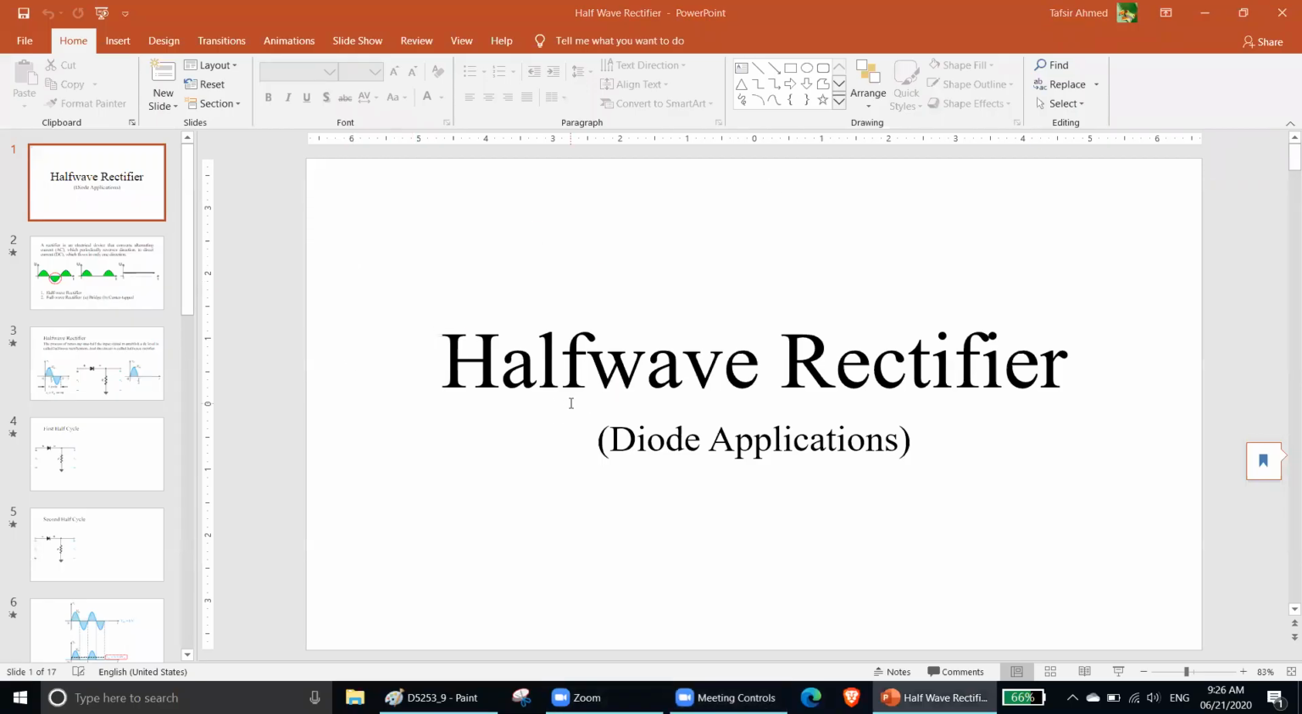Here you can see our topic, half-wave rectifier, diode application. Today we will be learning about rectification, and this will be a very important topic for your midterm. Now let's start.